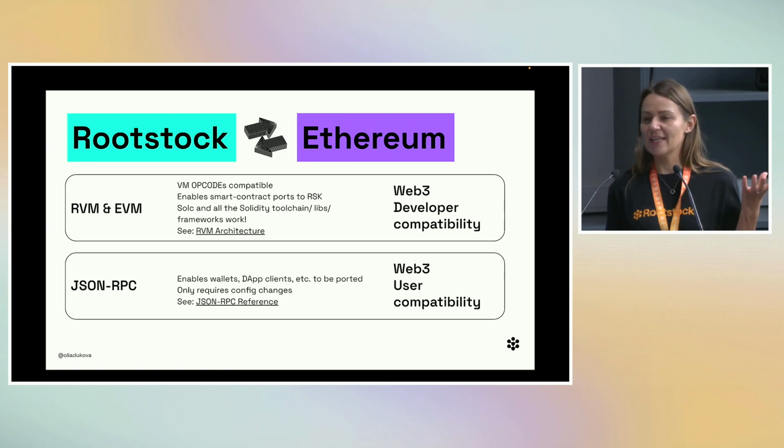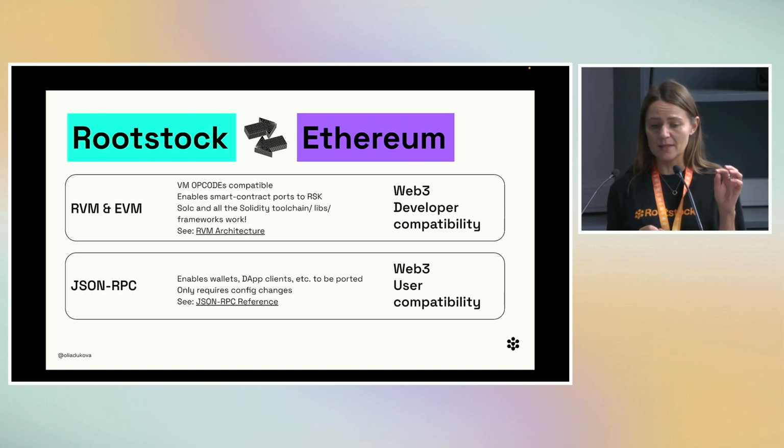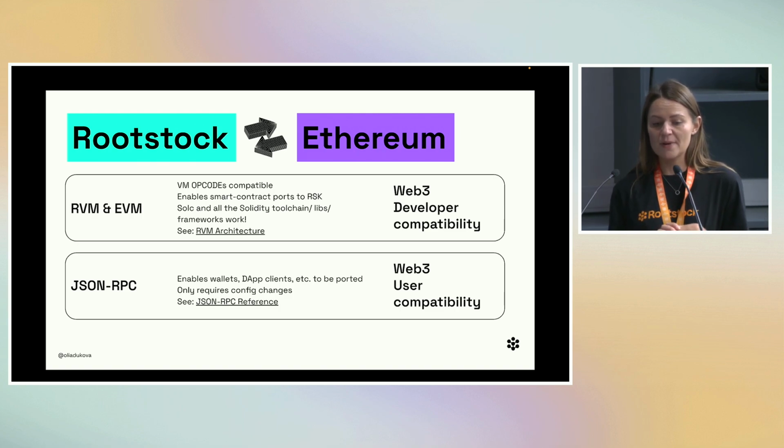The RVM, which stands for Rootstock Virtual Machine, basically uses the same opcodes as EVM, which makes it fully EVM compatible. So all the Solidity code, all the smart contracts can be executed by RVM. Not just can you write your smart contracts in Solidity, you can also use all the tooling that you're already used to.